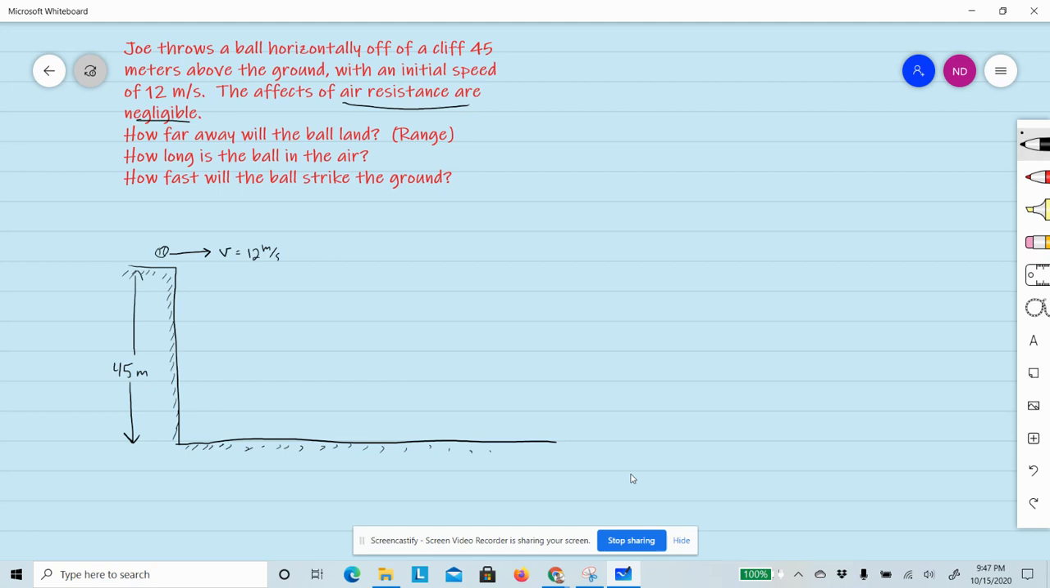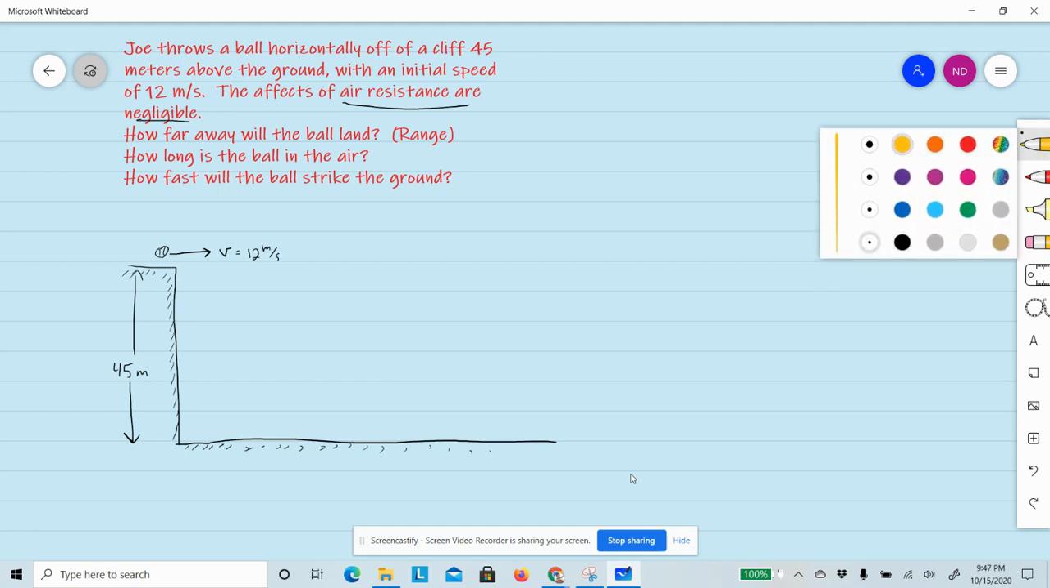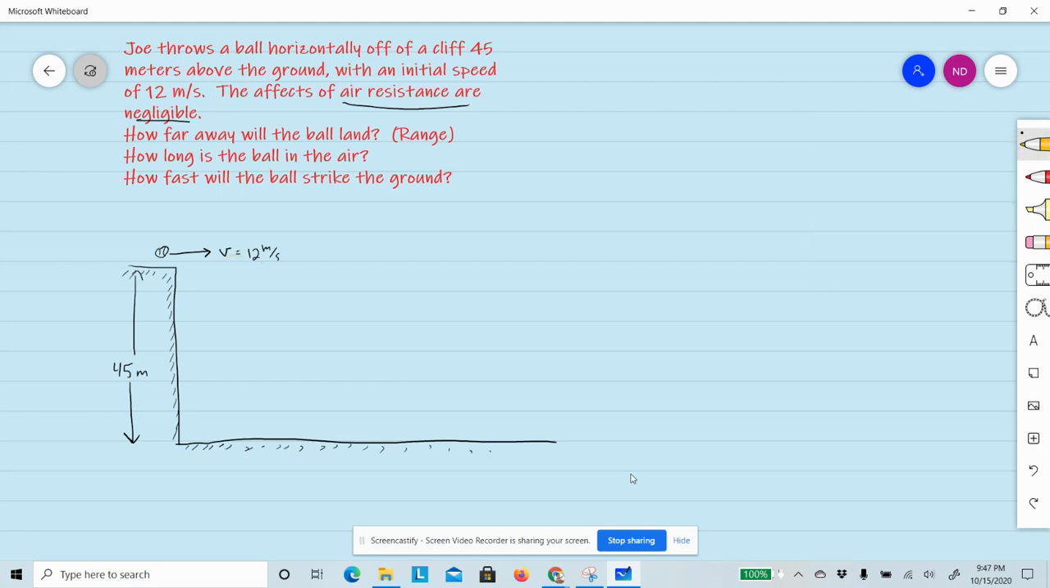We pretty much know what this ball is going to do already. We know the ball is going to take some path. It's going to follow a parabolic path, something like that. But we need to know what the range of this ball will be. How far will it go? The range is in the x direction.